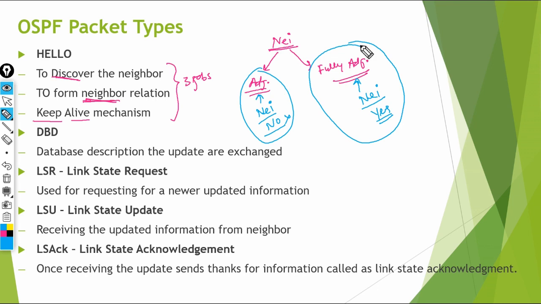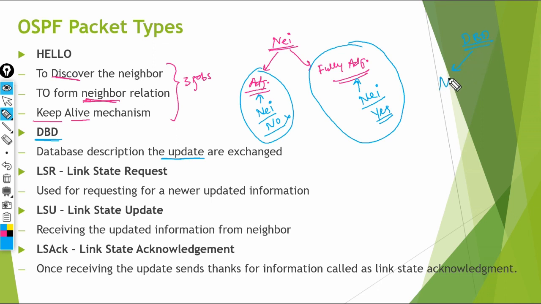Where this scenario of adjacent and fully adjacent comes in, we will discuss separately in detail in the DR-BDR scenario. Let's move ahead. Next we have the DBD packet. The DBD packet is your database description. This is basically the update packet which is used to exchange the update information. Make sure there are 2 types of DBD packets you will find.